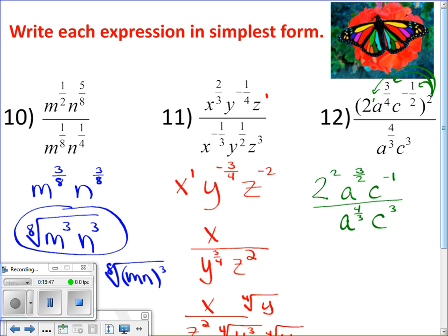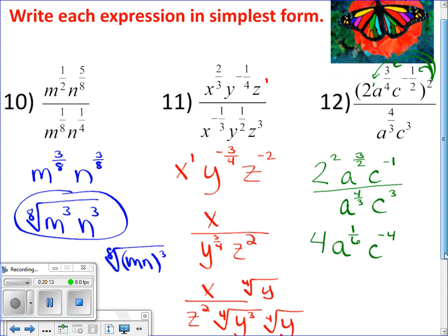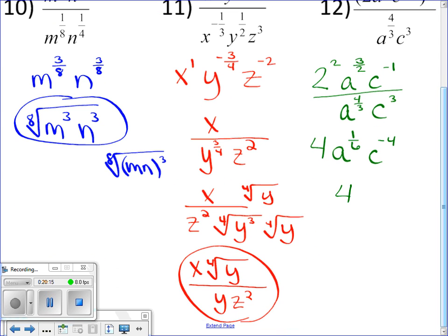All right, so cleaning this up a little bit, 2 squared is 4. And then what am I going to do with my a's? Subtract. What is 3/2 minus 4/3? 1/6. So a to the 1/6. Negative 1 minus 3 would be negative 4. Okay, then we have to move that to the bottom. So 4, a to the 1/6. The negative exponent is going to move that c to the bottom.